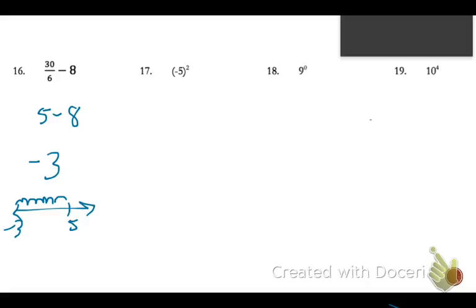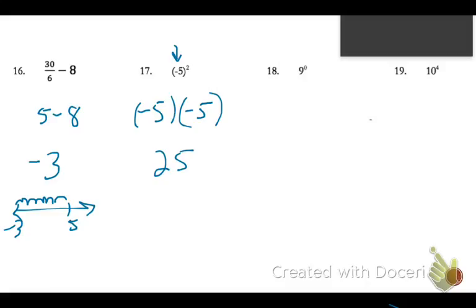17 is telling you, since the negative and the 5 are both in the parentheses, to square them both. A negative times a negative is a positive. 5 times 5 is 25. So this is positive 25.